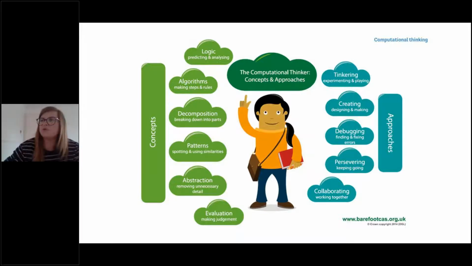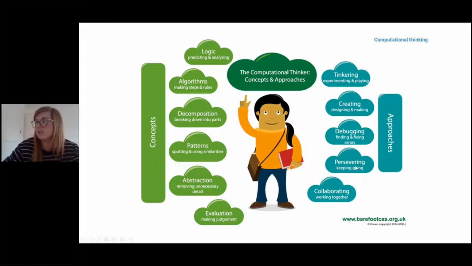So this is what I've pulled from here. Basically, what Barefoot has is these different concepts, which are things that children need to understand, or should understand within their computing, and I'll go through these in a minute. And then they have different approaches. The approaches I think are really interesting to look at and to structure into your sequence of lessons. A lot of them you will obviously do.